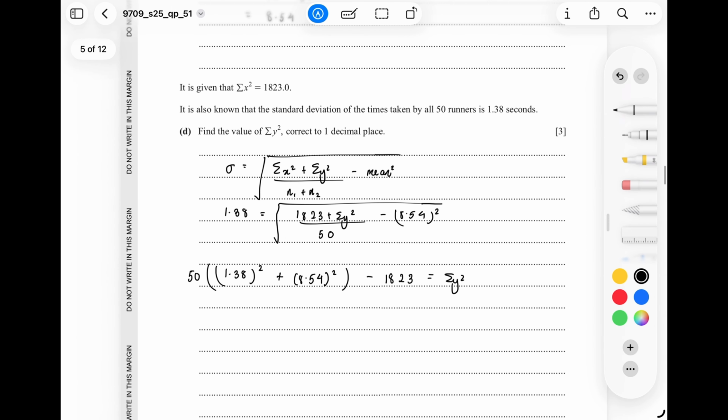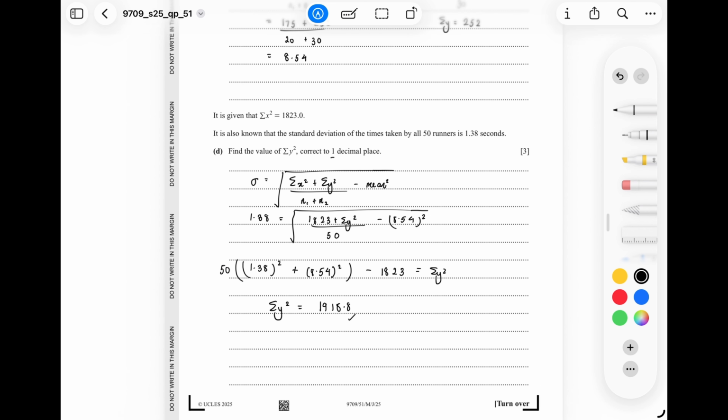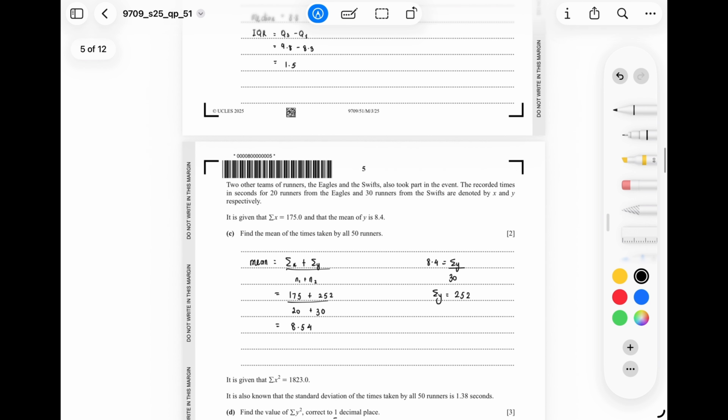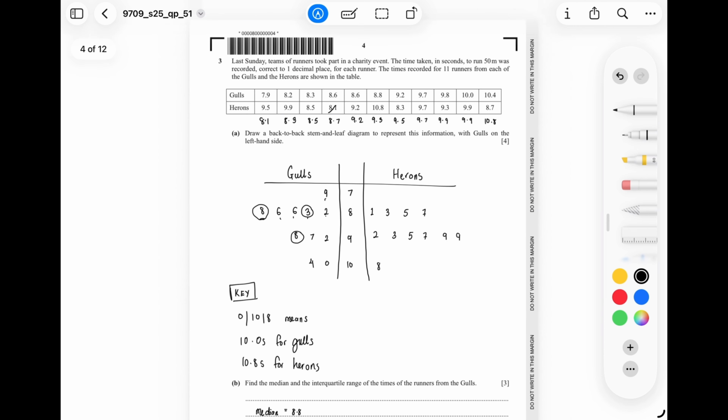So you can just directly enter the entire thing into your calculator, and you get your answer as 1918.8. And they said correct to one decimal place, so this is your answer. So yeah, that is it for question 3. It was quite a lot of marks, but it's data rep, so it's like on the easy side.